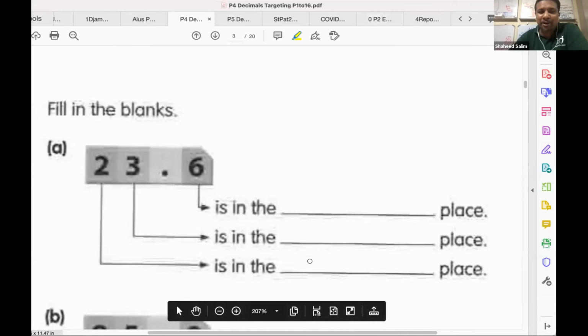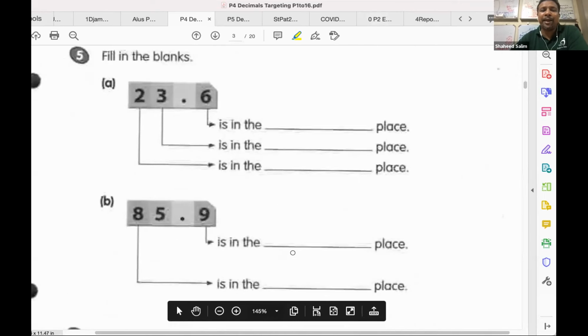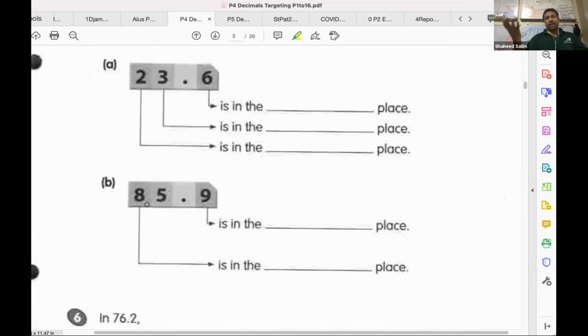Okay, now we try now the next. You try, you say, what is in what place? I already explained to you, right? You identify the ones first. This is the ones. So what place is this? This is the one beside the dot. What place is this? What place is this? Please try. One has a TH, one does not have a TH.